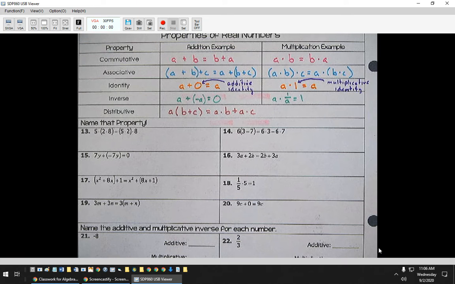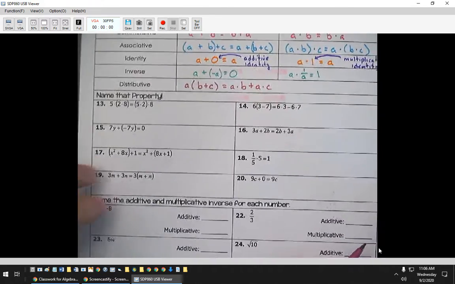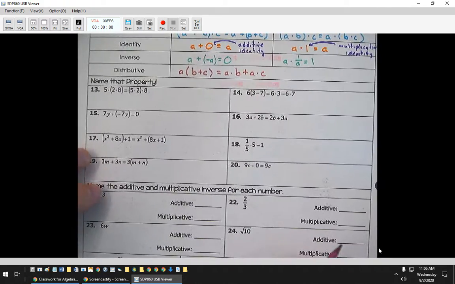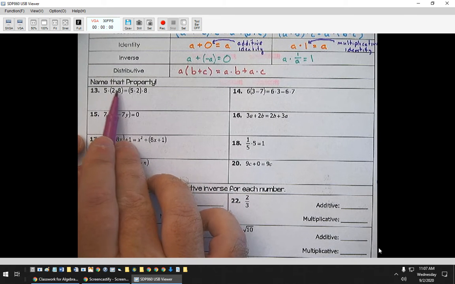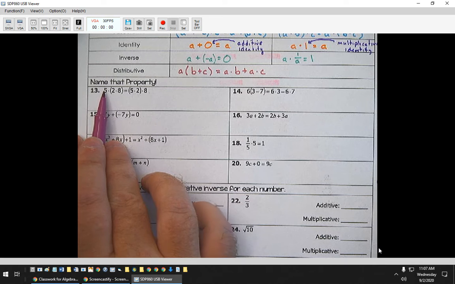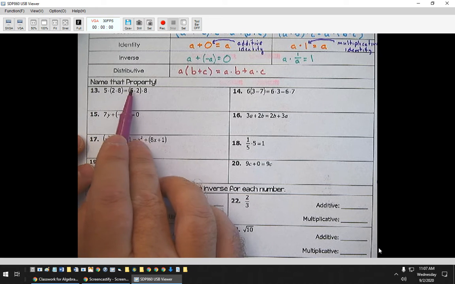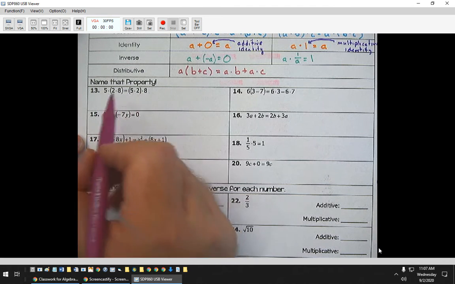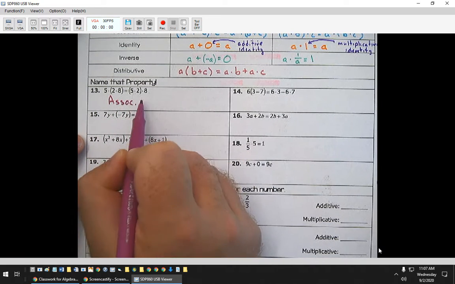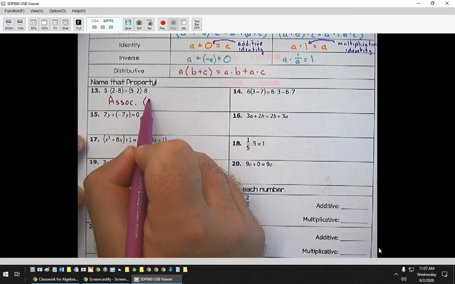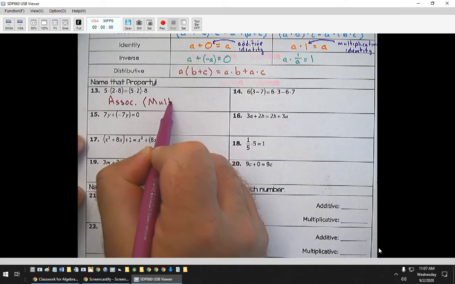All right, let's go through and see which property each one of these is. If I'm looking at this first one, if you think you're ready, maybe you try this on your own. In this case, 2 is getting associated with 8, and then it's going to 5 because of the order of operations. 5 is associated with 2, and then it's going with 8. So I'm associating different things. This is the associative property. And because those are all dots, this is the world of multiplication.